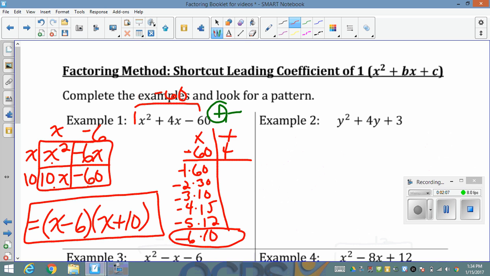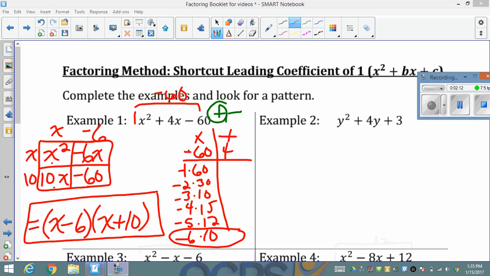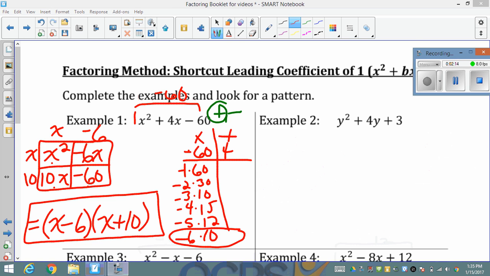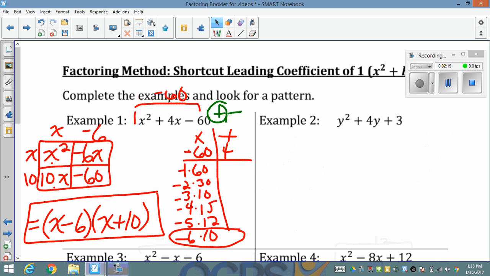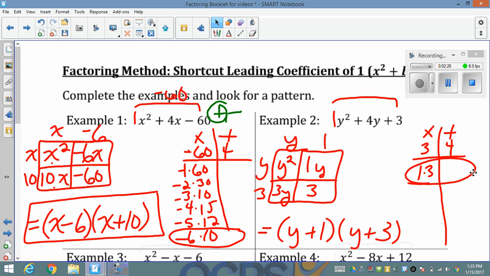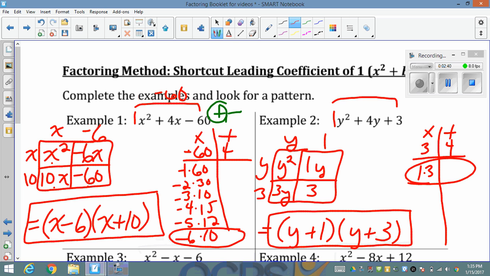Now what I want you to do is pause and work the other 3 examples, and then we'll look for a pattern here. Okay, I'm going to go ahead and take a look at these examples with you. So in example 2, I did my multiplying 1 times 3. I want to multiply to 3. There's only one thing that does that. Everything needs to be positive. My answer ends up being y plus 1 times y plus 3.